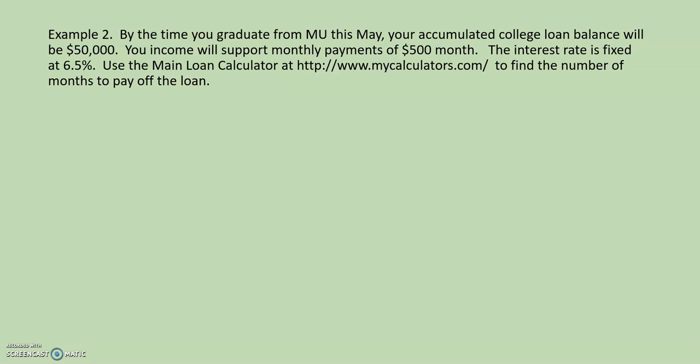When you are paying back your student loans, a lot of times your payment is based on your income. So based on your income, that's where the $500 a month monthly payment comes from.